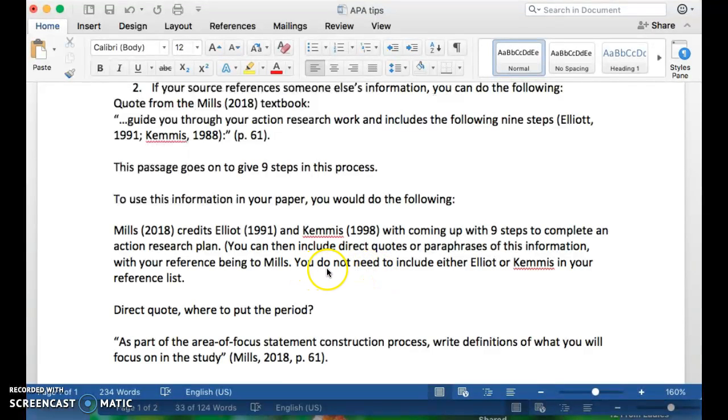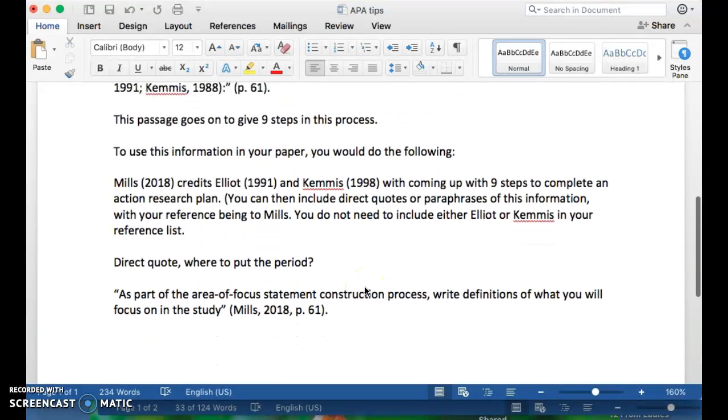When you get to doing your reference, you would only reference Mills in your reference list, and you would not reference Elliot or Kemmis because you did not look at those papers.